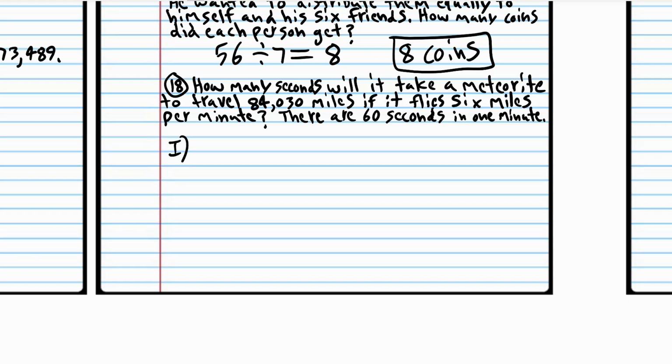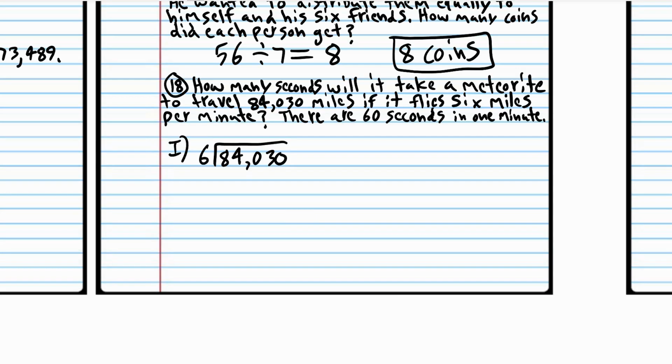And so in other words, we're trying to figure out how many times does 6 go into 84,030. But you know that that's a division problem, because we're trying to figure out 6 times what number equals 84,030. All right, so we have to use the long division algorithm. In fact, let me move that down a little bit. 84,030 divided by 6.